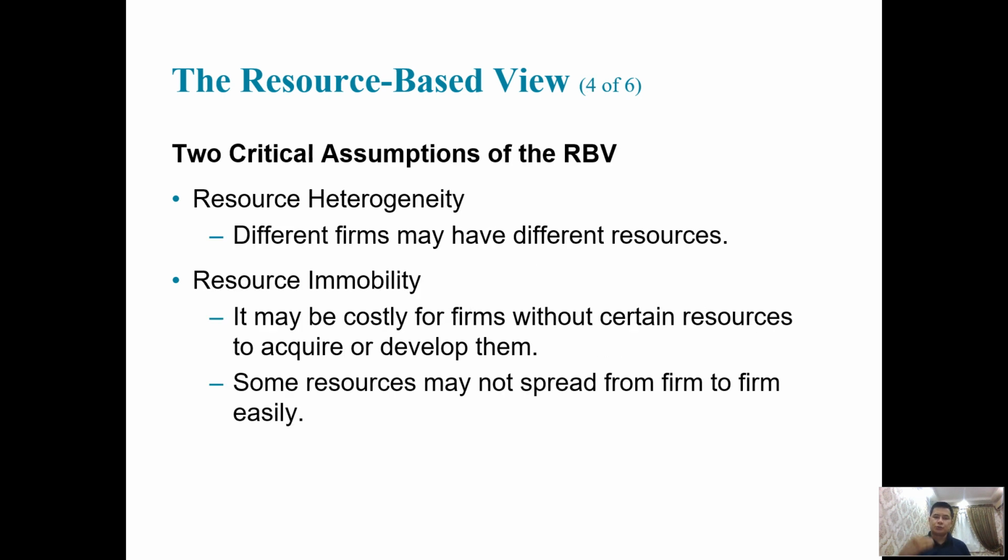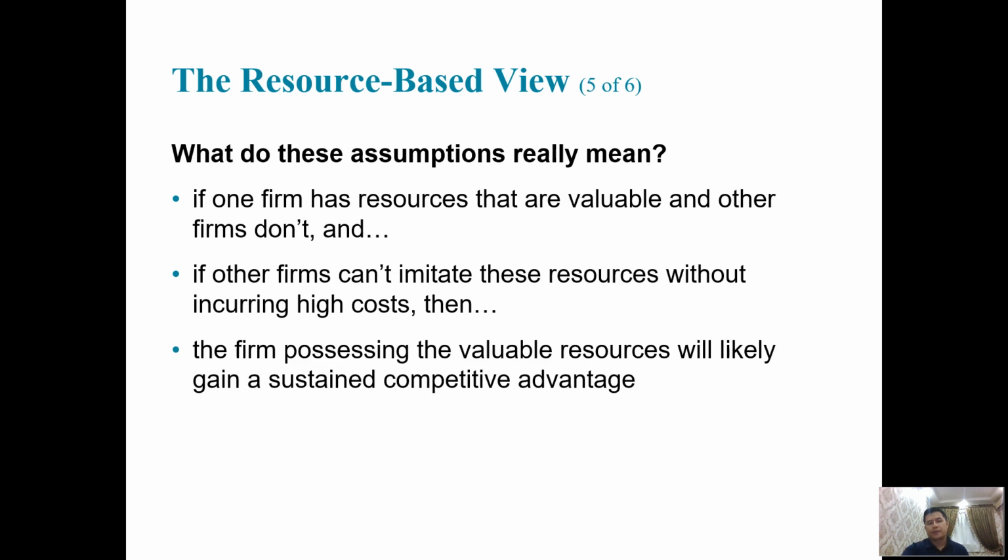Here you can see two critical assumptions of the resource-based view. Resource heterogeneity: different firms may have different resources. Resource immobility: it may be costly for firms without certain resources to acquire or develop them. Some resources may not spread from firm to firm easily. What do these assumptions really mean? If one firm has resources that are valuable and other firms don't, and if other firms cannot imitate these resources without incurring high costs, then the firm possessing the valuable resource will likely gain a sustained competitive advantage.